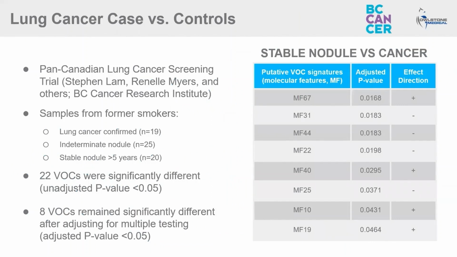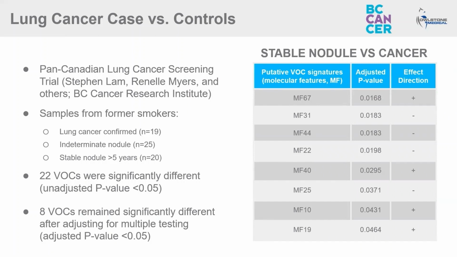And so, in conjunction with Stephen Lam, Ronelle Myers, and other researchers from the British Columbia Cancer Research Institute in Vancouver, we set out to explore this possibility in a small feasibility study. I want to mention that Ronelle has presented this work as part of her keynote address at the 2020 Breath Biopsy Conference hosted by Owlstone Medical, and a recording is available through our website. Breath samples were collected from participants in the Pan-Canadian Lung Cancer Screening Trial. Subjects in our study were divided into 3 groups.